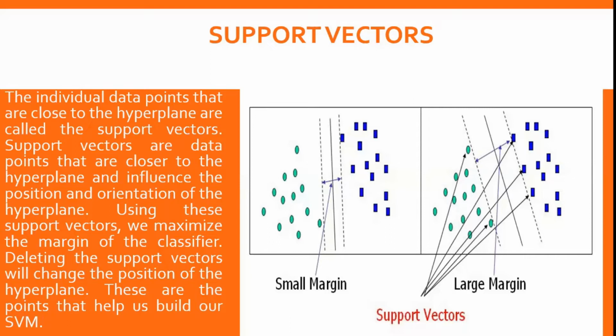There are data points that allow you to identify the classes. The individual data points that are close to the hyperplane are called support vectors. In this one, these are the data points. You can see green here and blue here, and green and blue also, close to the hyperplane. I said this is the hyperplane.